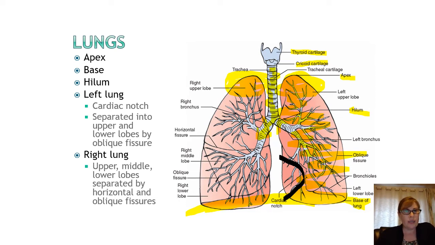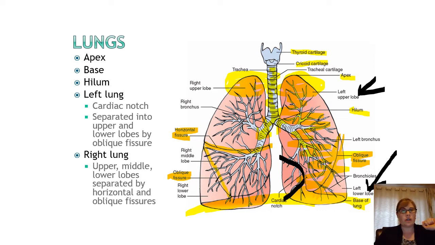So cardiac notch. Remember, we have an upper lobe and a lower lobe. And we have fissures. So the oblique fissure, I'm going to do this in a different color, orange. Oblique fissure right here divides upper and lower. And the other side has two fissures because the right lung has 3 lobes. So horizontal fissure here and oblique fissure here.